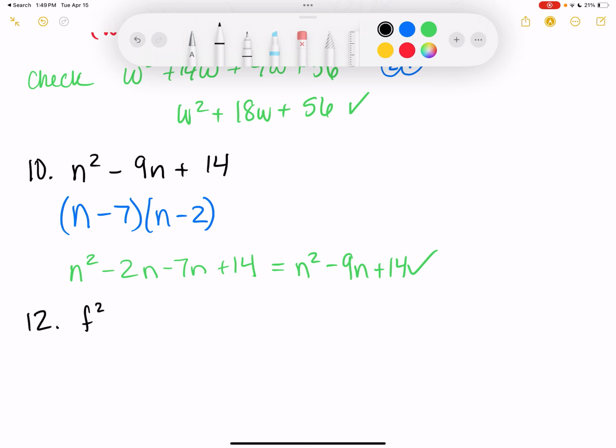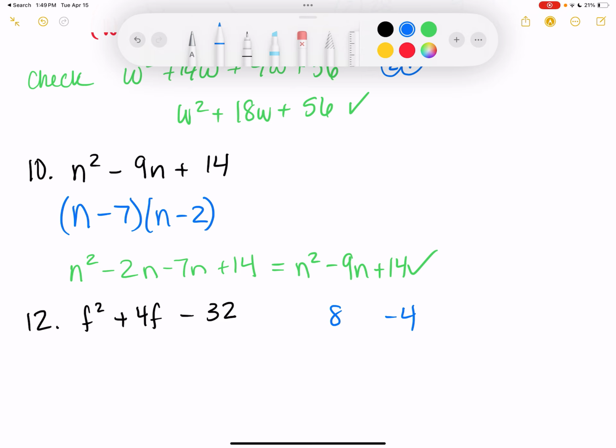F squared plus 4f minus 32. So in this one, I don't think we've had one like this yet. I need two numbers that I can multiply by each other to equal negative 32 that add up to give me a positive 4. Okay, a negative and a positive. Yep, 8 and negative 4.